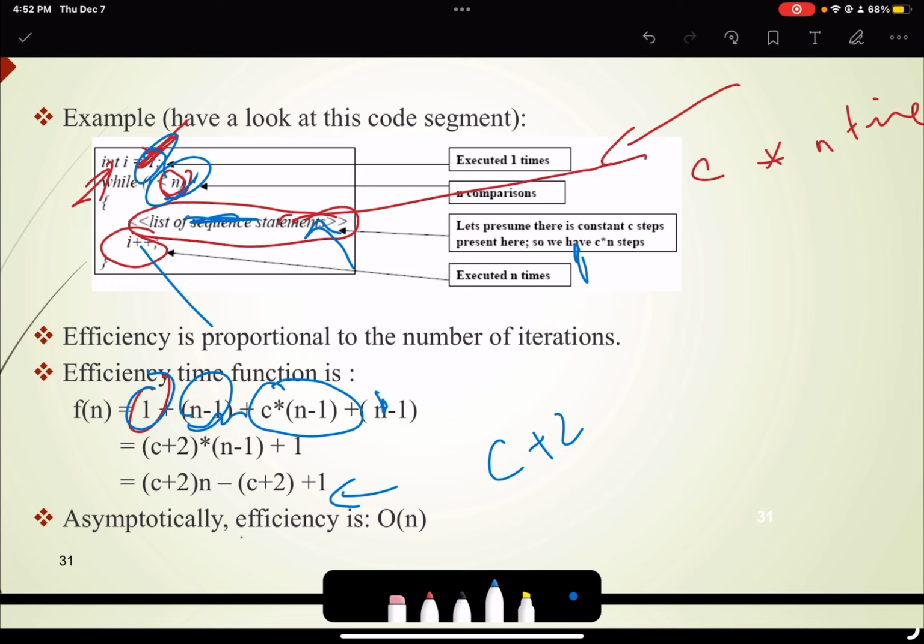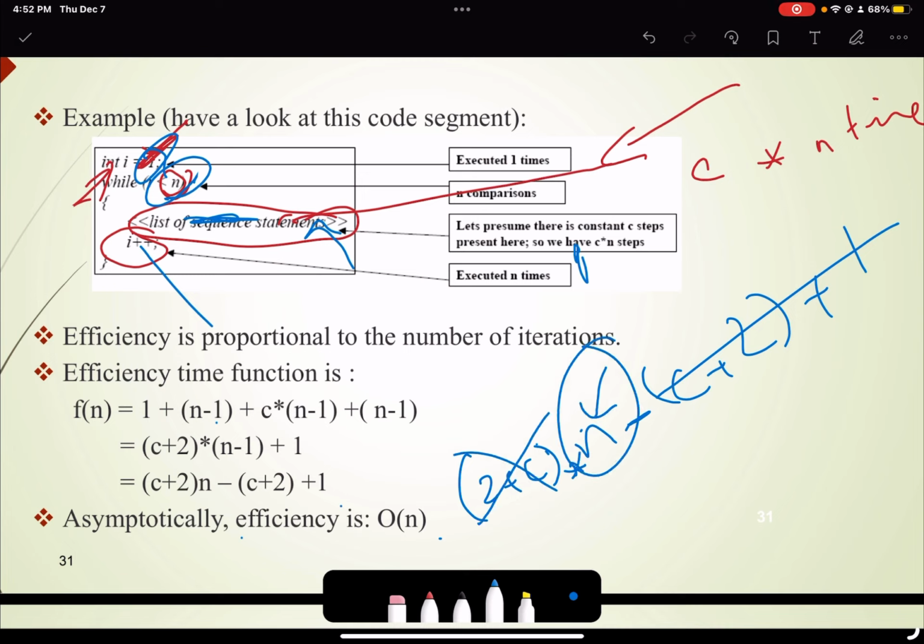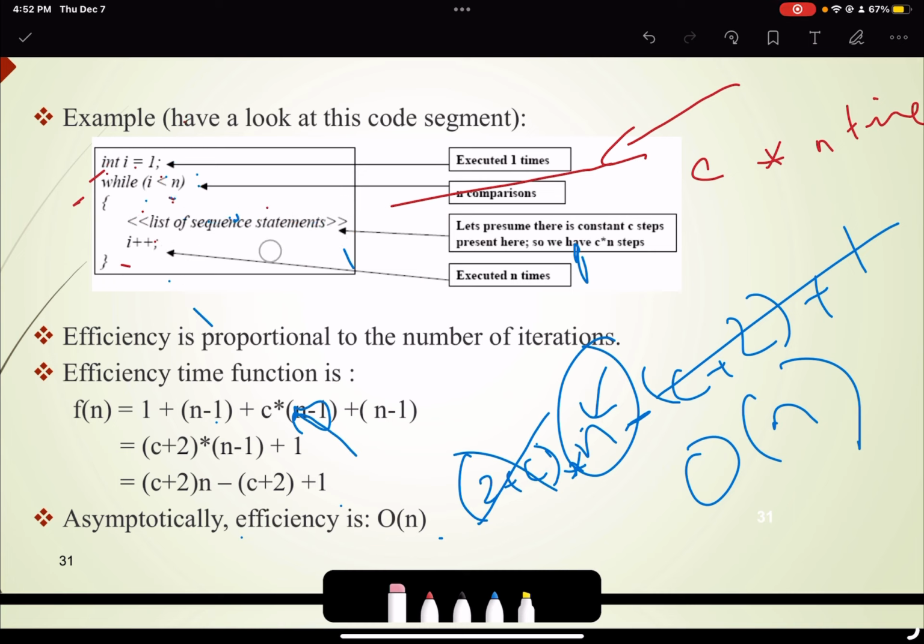So we calculate the total efficiency using the c steps that we have here, and it comes out to be 2 plus c multiplied by n minus c plus 2 plus 1, and we studied that we have to ignore the lower-order, low time complexities. So we ignore these and we ignore the coefficient that is being multiplied, and we only consider this complexity, so the O(n) complexity is estimated for this example of code.